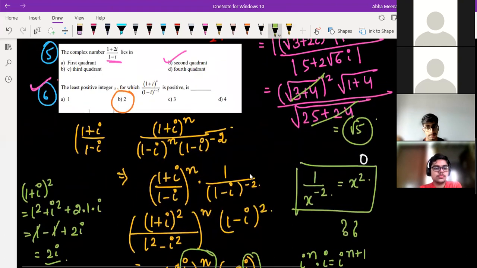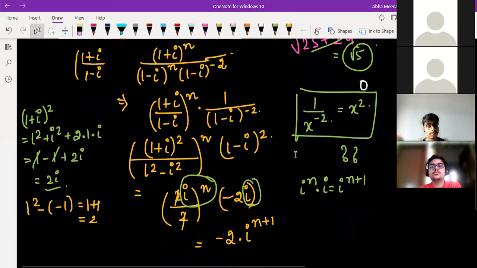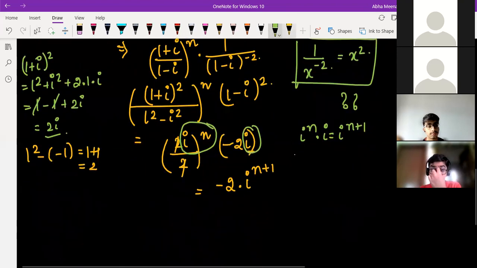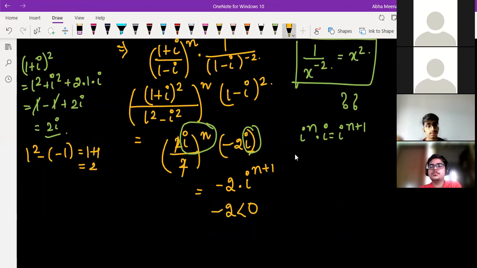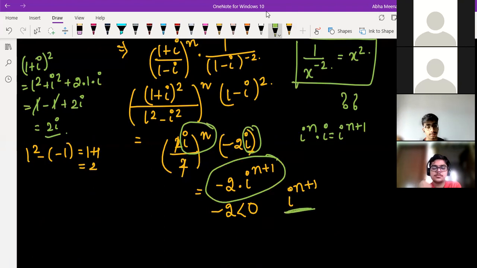Now, it is asked that the least positive integer n such that this number is positive. Minus 2 is negative and i to the power n plus 1 is multiplied to minus 2. For the whole outcome to be positive, we must have this to be negative. We must have this to be less than 0. Right? Right, children? Am I right?